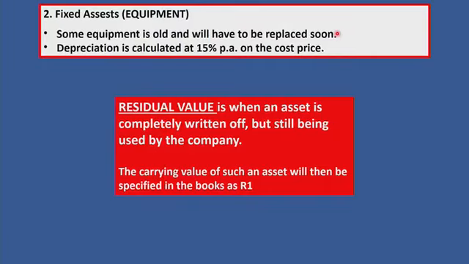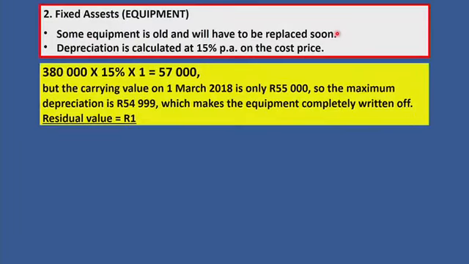So I'm just going to show you that if we want to work out, for example, the equipment, 380,000 at 15%, obviously, as you can see, it's the cost price method, you will want to write off 57,000 Rand of depreciation. But if you see in the note I'll show you now, the carrying value is only 55,000. So you cannot write off more than the value. The maximum in this case would be 54,999, which leaves me with only a R1 residual value.